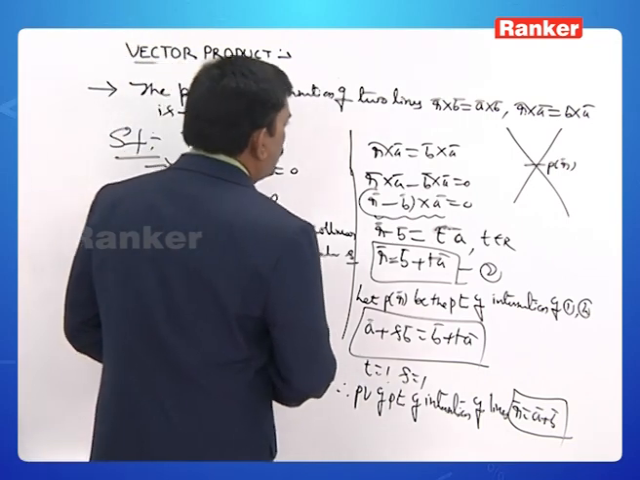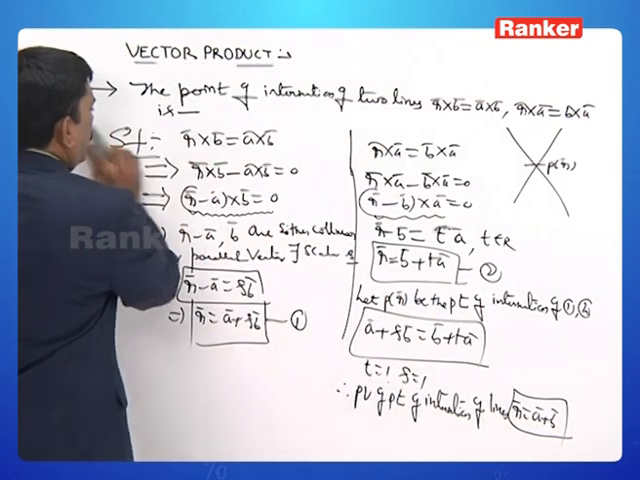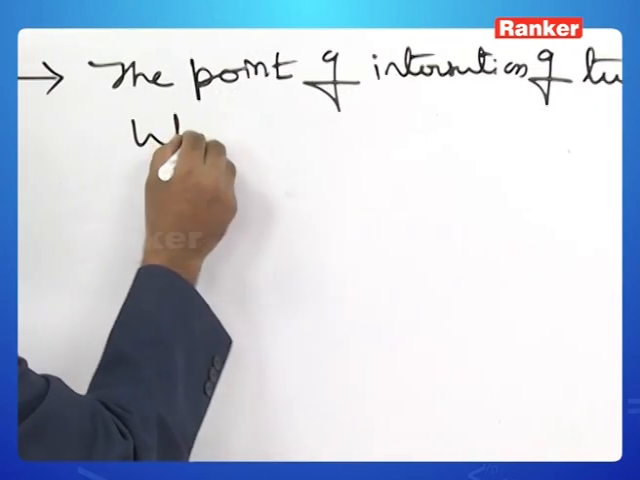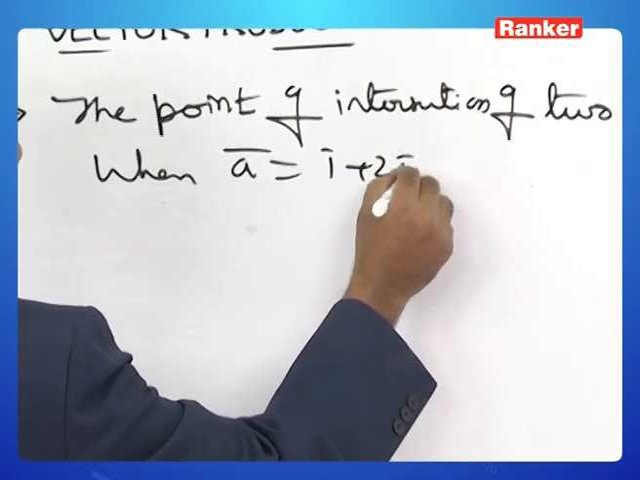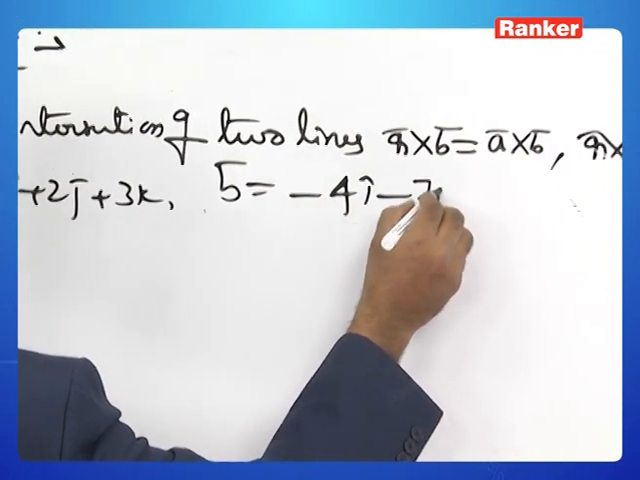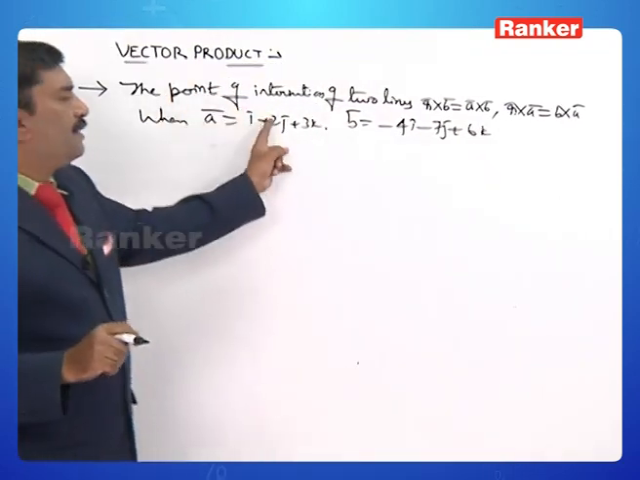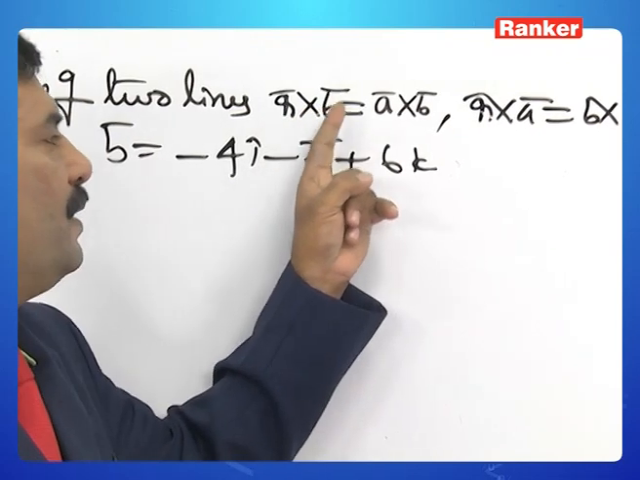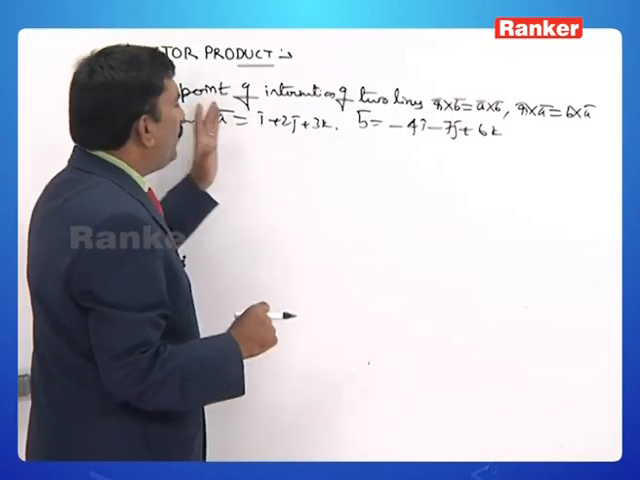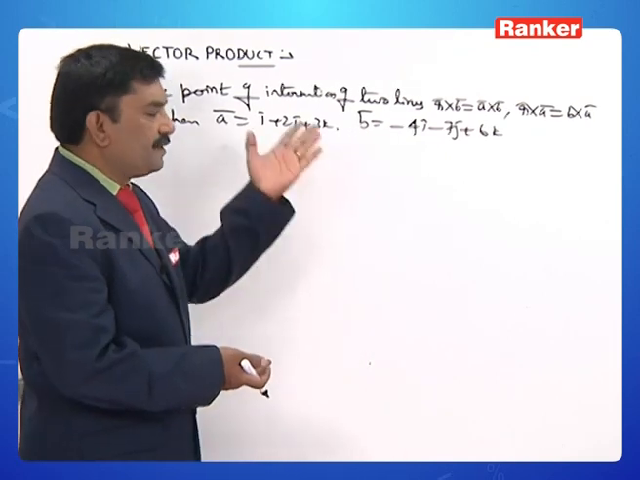Now, whenever two vectors are given, he may ask like this. One example: find the point of intersection of two lines when A bar is equal to i plus 2j plus 3k, and B bar is equal to minus 4i minus 7j plus 6k. Now, the point of intersection of two lines, R bar cross B bar equals A bar cross B bar, R bar cross A bar equals B bar cross A bar. When A bar is given and B bar is given, as we have discussed just now, what is the point of intersection of these two lines?